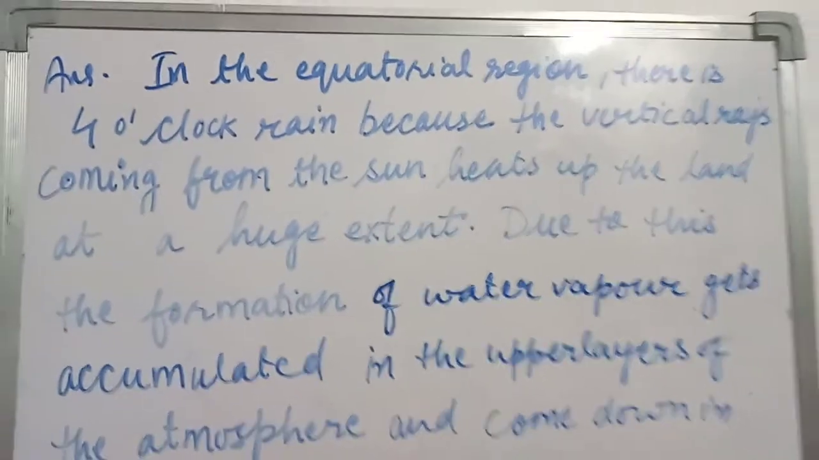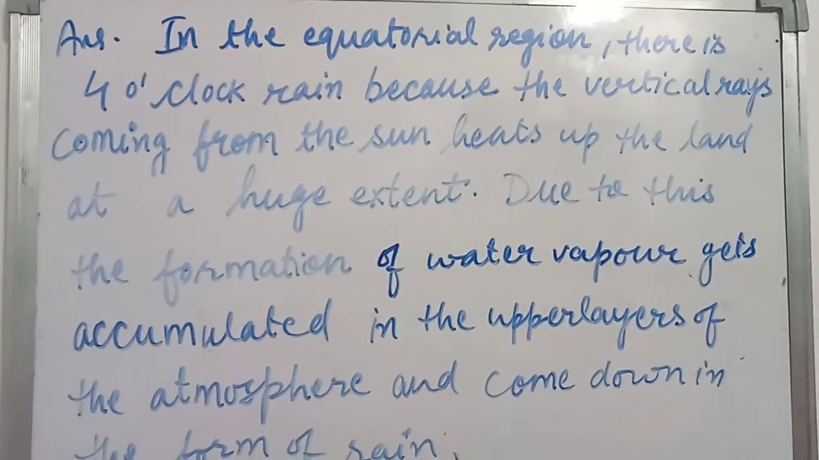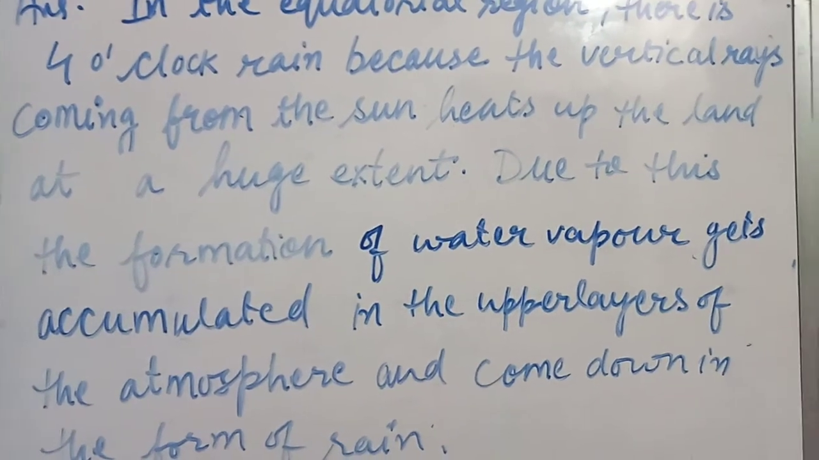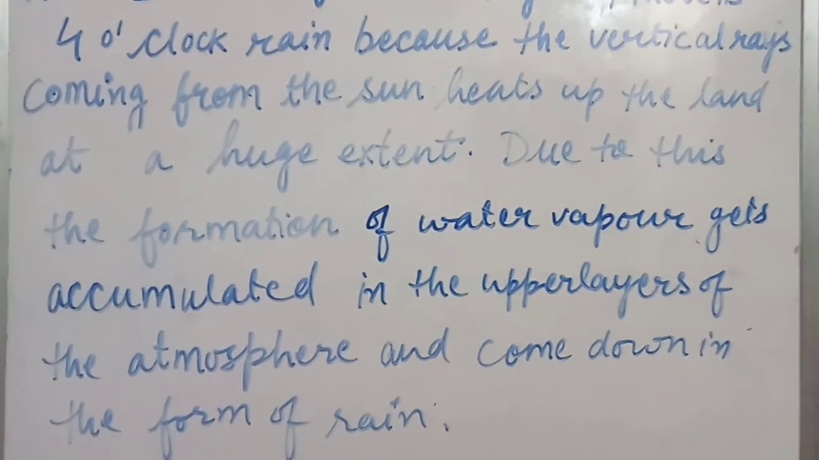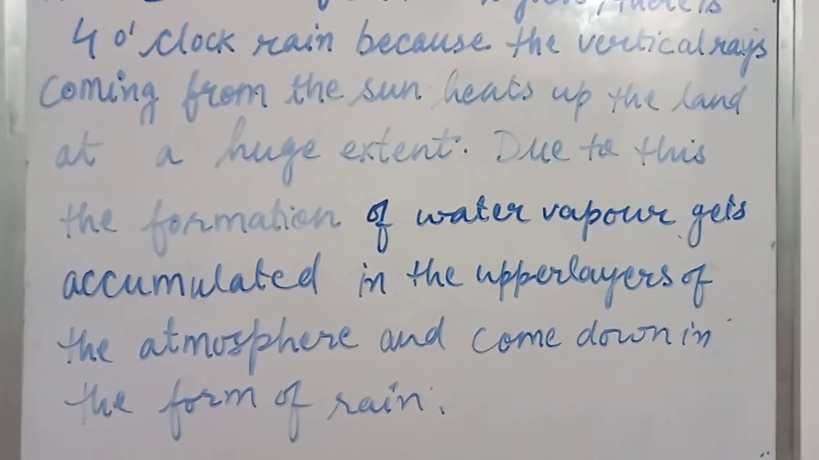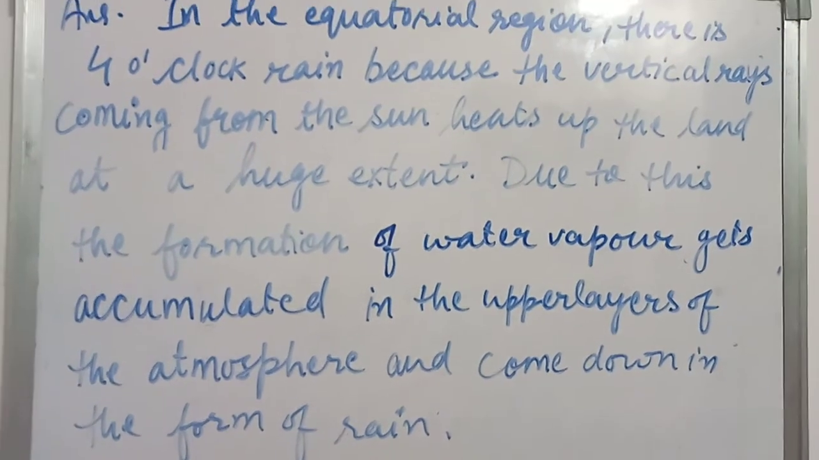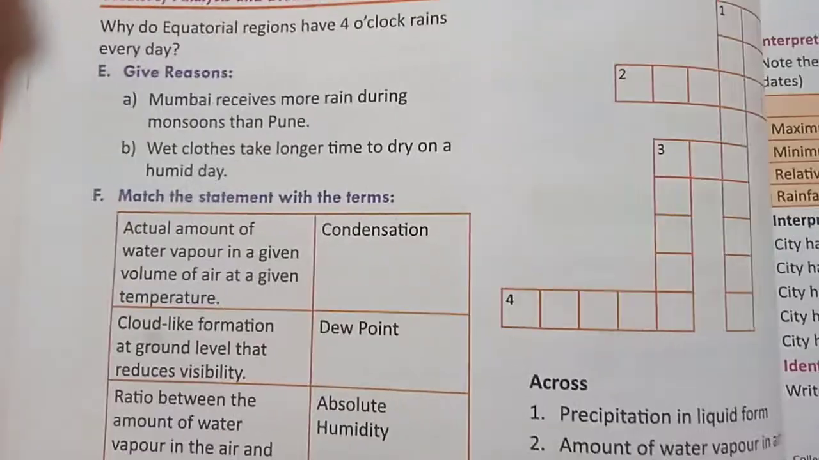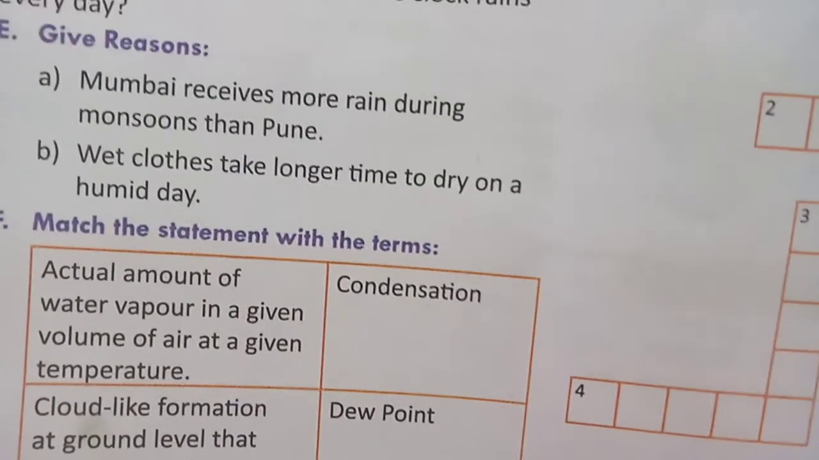So you will note down, in the equatorial region there is 4 o'clock rain because the vertical rays coming from the sun heat up the land to a huge extent. Due to this, the water vapor formed gets accumulated in the upper layers of the atmosphere and comes down in the form of rain. Clear this one? And this question, Mumbai receives more rain during monsoons than Pune, you have to do yourself. First of all, you will read the three types of rainfall. The first one is relief or orographic rainfall. Read it carefully and attentively so that you can write this answer.